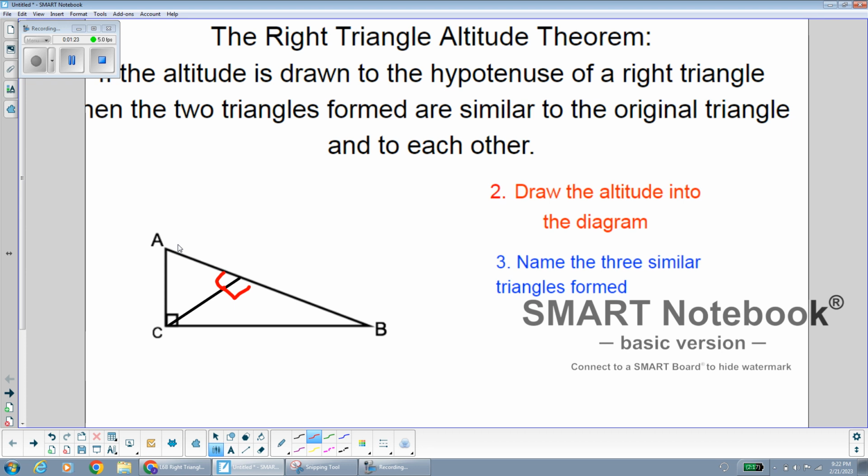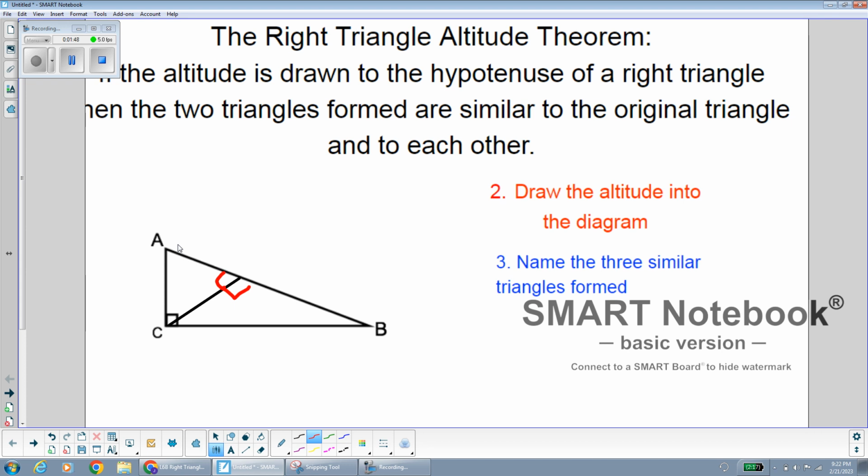They each have a right angle in them, and we know that all right angles are congruent. And since the smaller triangles are inside of the large right triangle, there is a shared angle. So that gives us our second A for AA by the reflexive property. So what I'm going to do first, since I know that all of the triangles are similar, is name the three similar triangles.